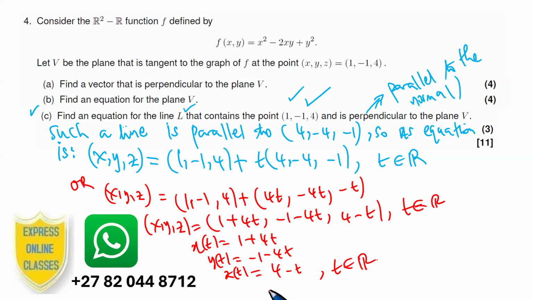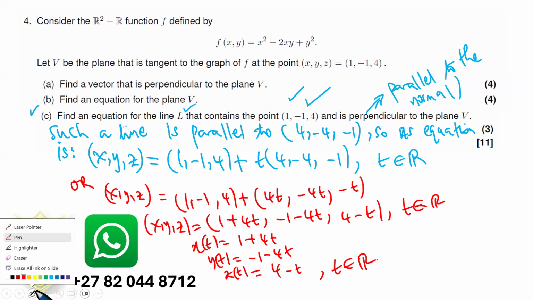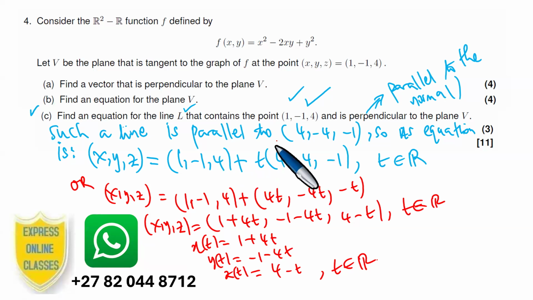Okay, that is the equation for the line L. This equation of the line L contains the point (1, minus 1, 4). So you put the point here, plus the parameter t times the vector parallel to the line. So this vector is a vector that is parallel to the line.